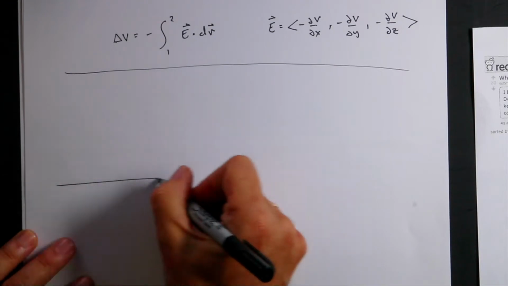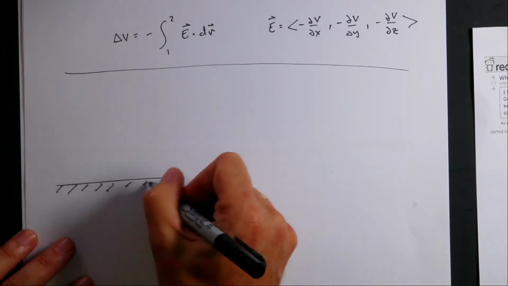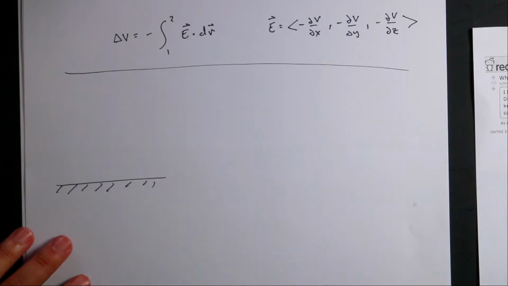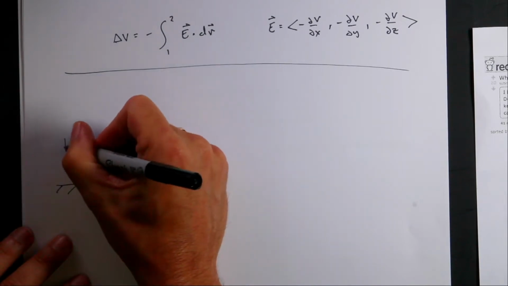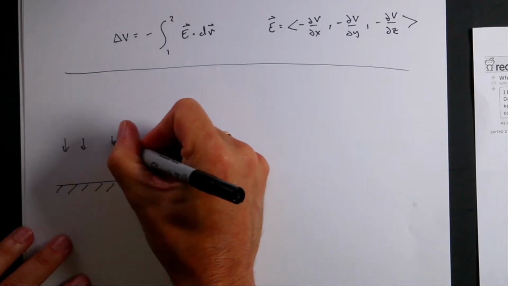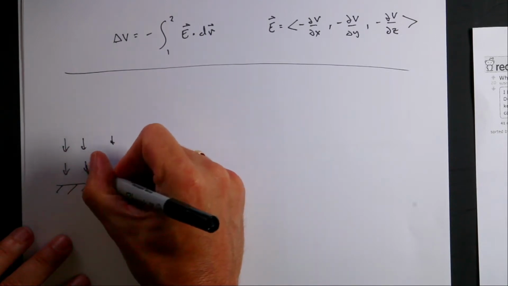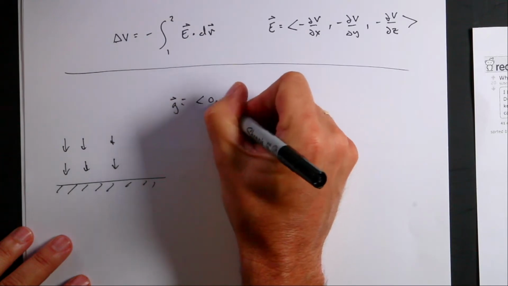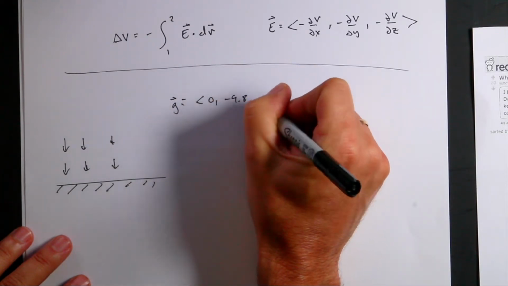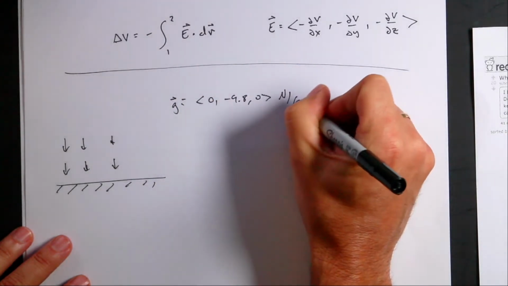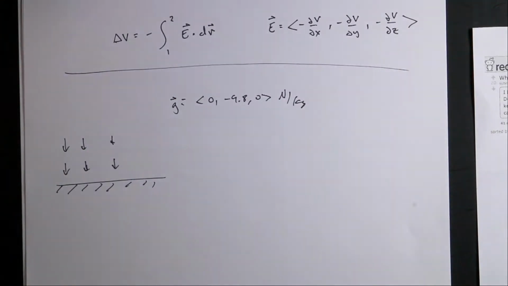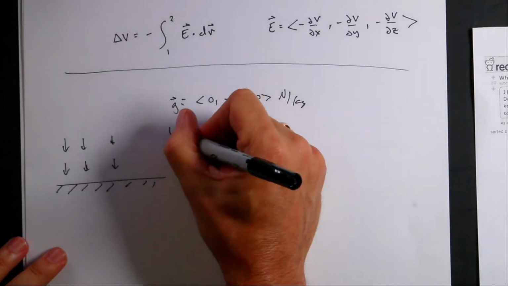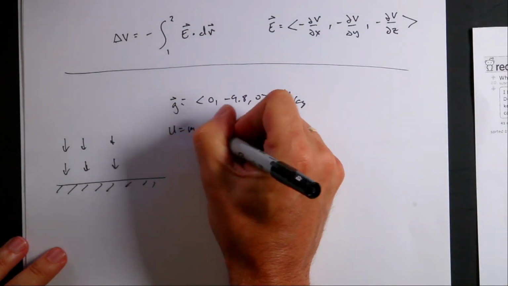So here's the Earth, the surface of the Earth. And if I'm near the surface of the Earth, I do have a uniform gravitational field that points down. So g is the gravitational field. It would have a value of 0, negative 9.80 newtons per kilogram. Now, why does this matter, and how do we get the gravitational potential, which would be U equals mgy?